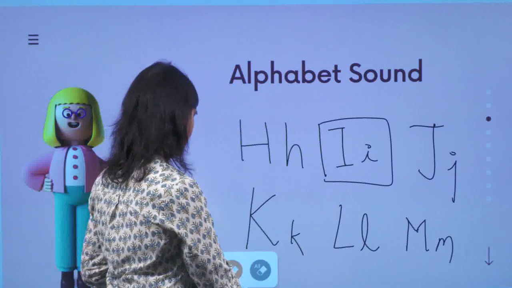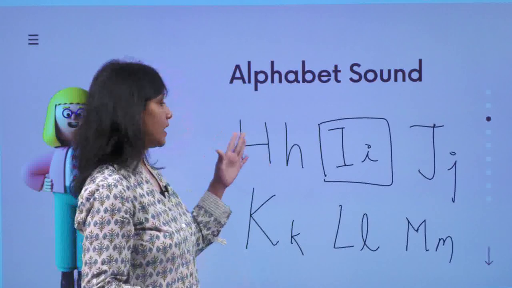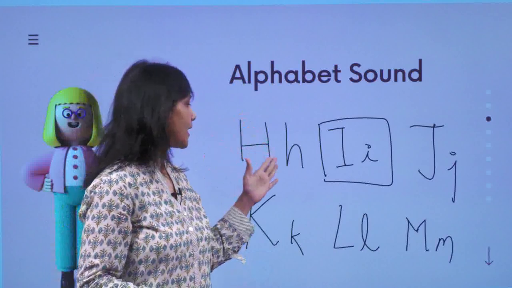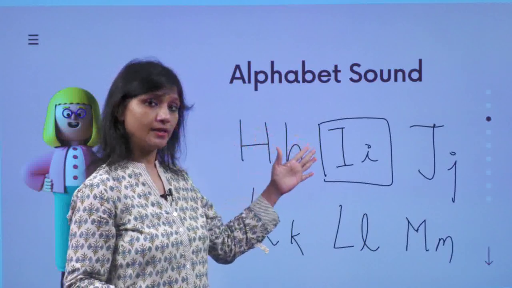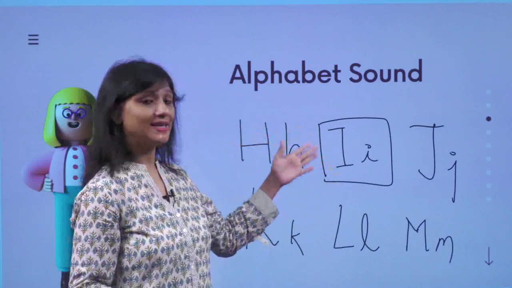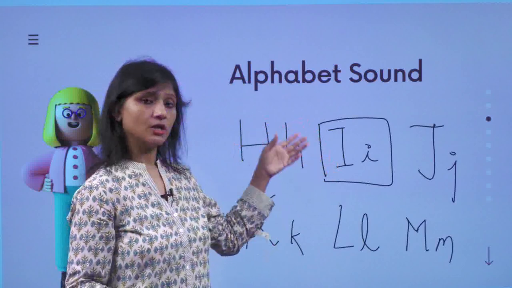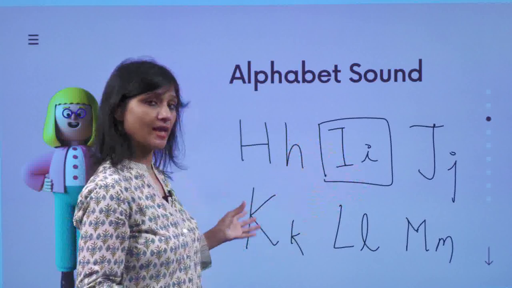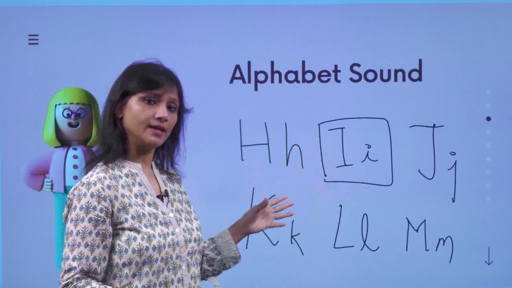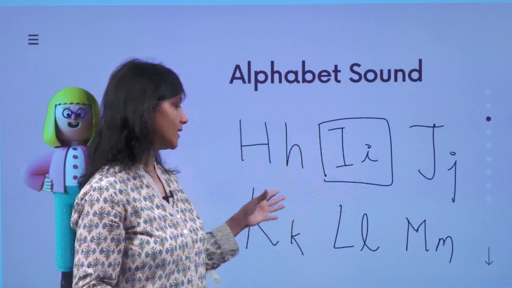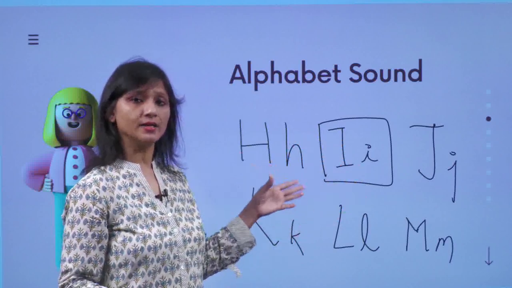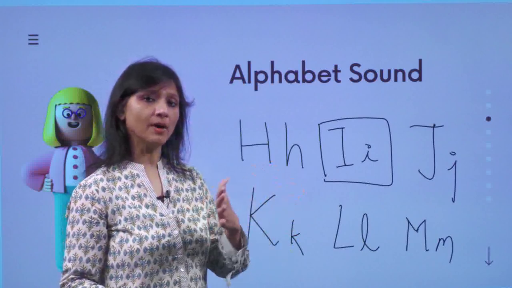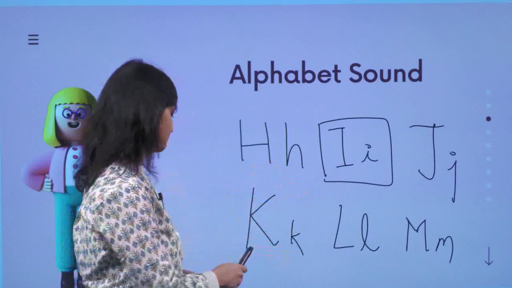So let's look at this once again. H, hen, hand, I, igloo, ink, J, jug, jar, K, king, kite, L, lion, M, mama, man. Okay?